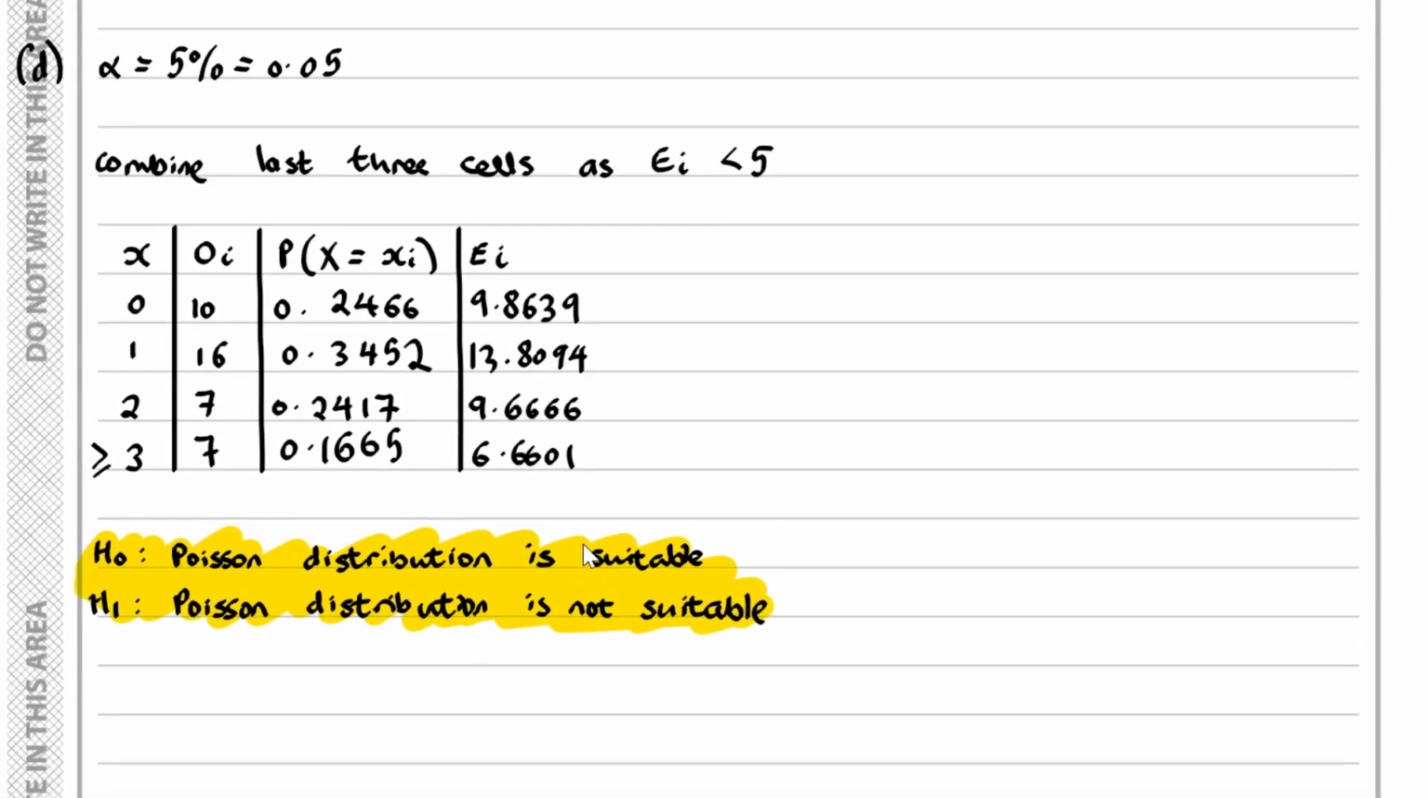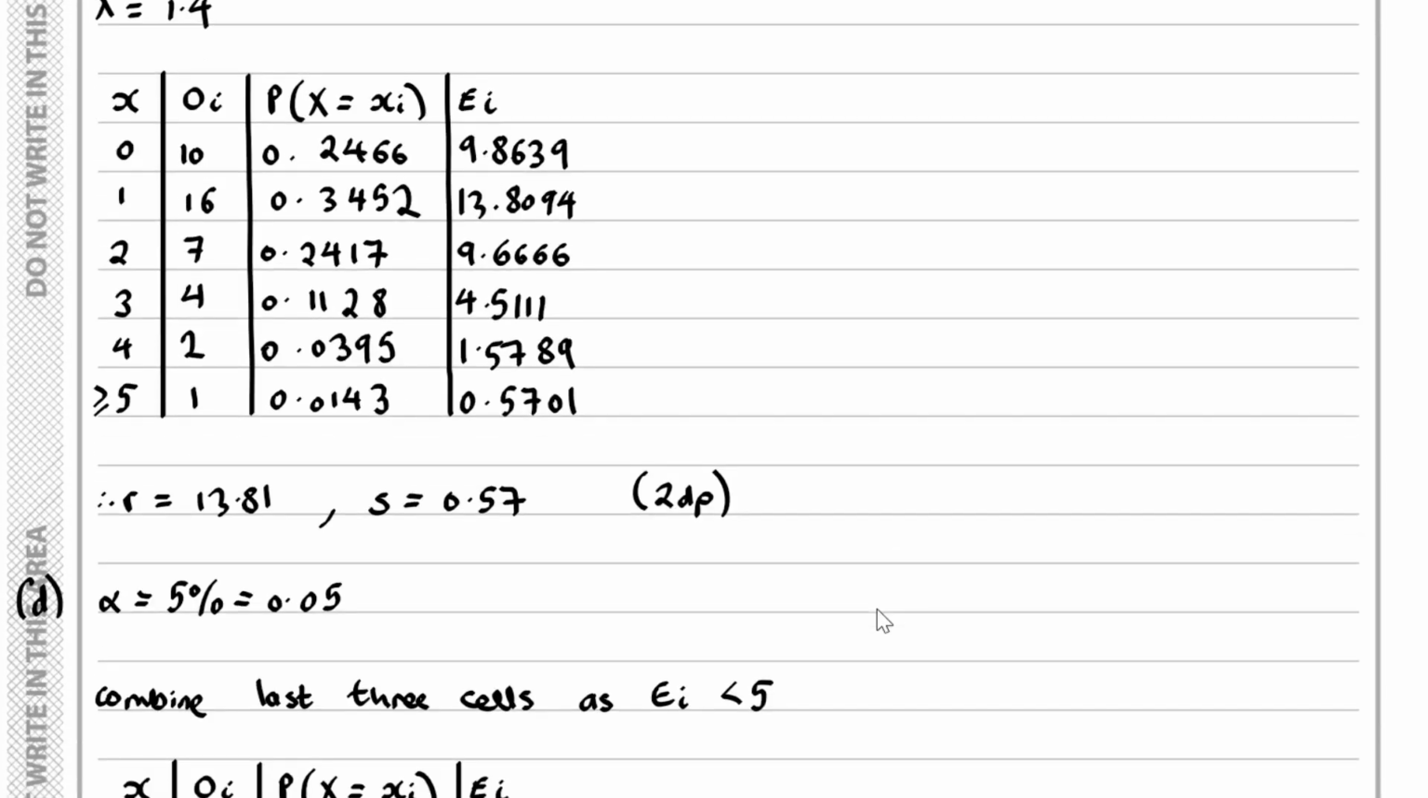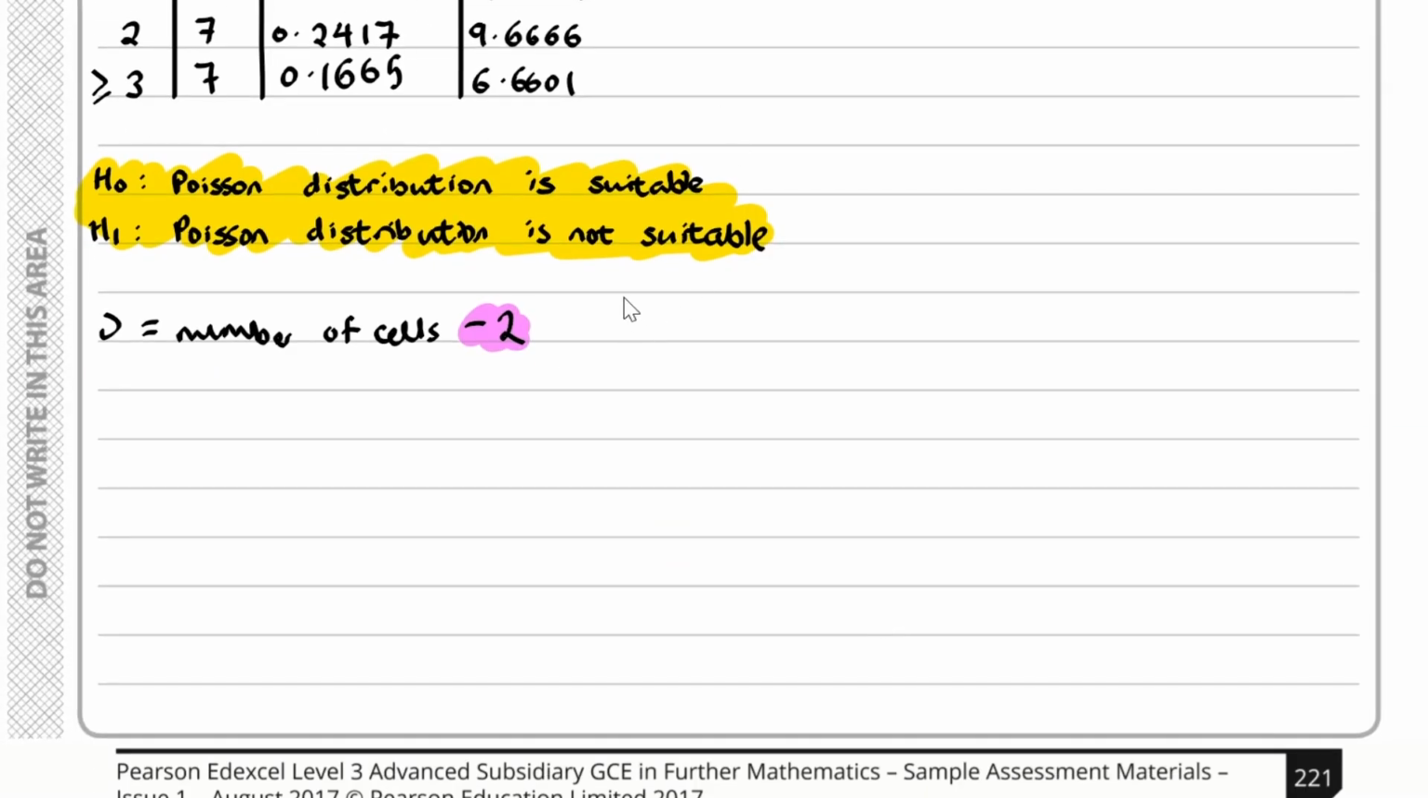Okay, so having done that, we can now calculate our degrees of freedom. Our degrees of freedom will be the number of cells minus 2. The reason we're subtracting 2 is that our mean is estimated by calculation. Okay, so that's why we'd have to subtract 2.